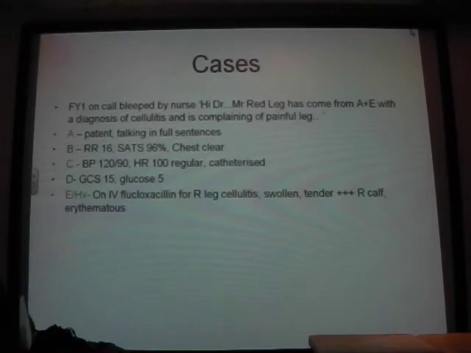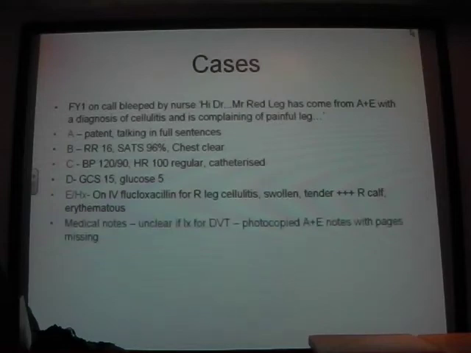So he's on IV flucloxacillin, it's very swollen, very tender, it's really red, and the guy's in a lot of pain. What are you going to do? Analgesia? Yep, analgesia definitely, guy's in pain. You got any other thoughts at this moment? Yeah, I'd definitely do a Wells score, or just at least flick through the notes and see if anyone else has considered the possibility of DVT.